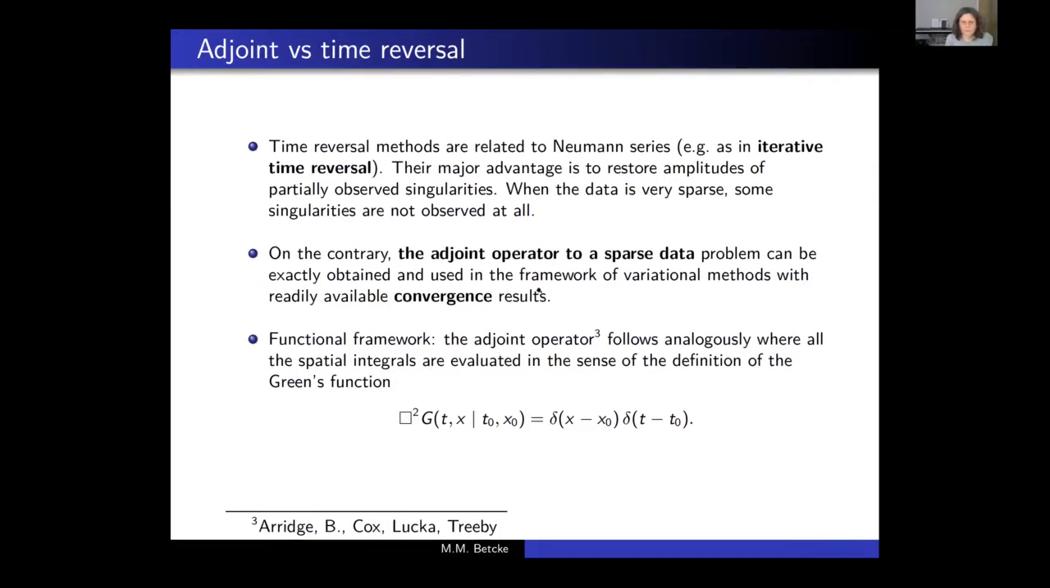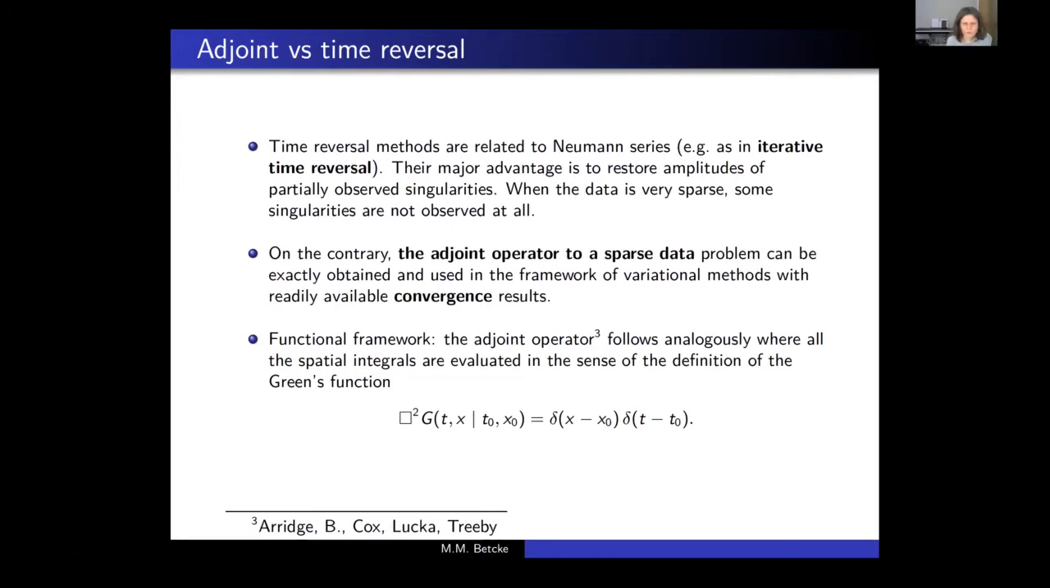And so the time reversal is good, first of all, if you fulfill those conditions. The major advantage of time reversal type approaches is to restore the amplitudes of partially observed singularities. And these are the iterative time reversal, Neumann series type of approaches.